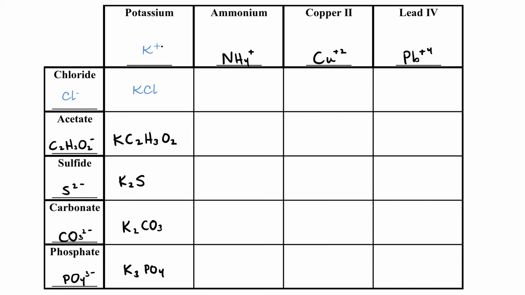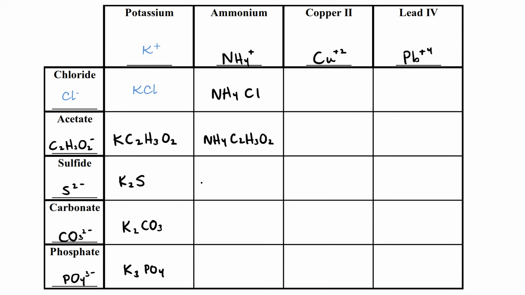Ammonium is a lot like potassium. It has a +1 charge, so when ammonium bonds to chloride, it's going to be in a 1-to-1 ratio again. Same thing with ammonium acetate. We have NH4C2H3O2.